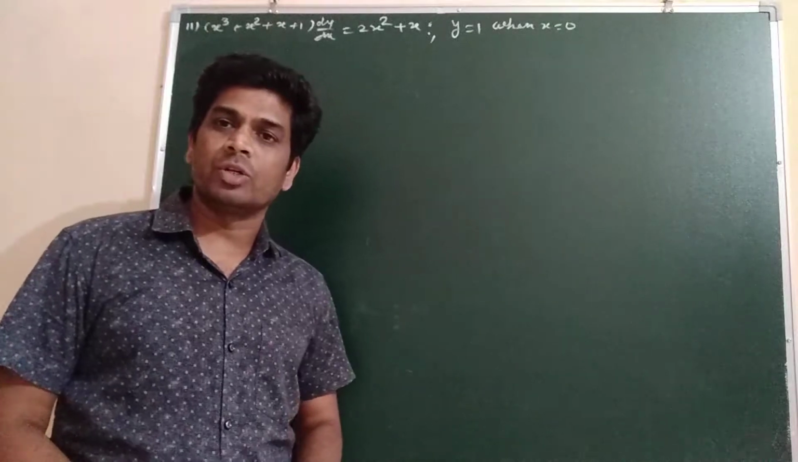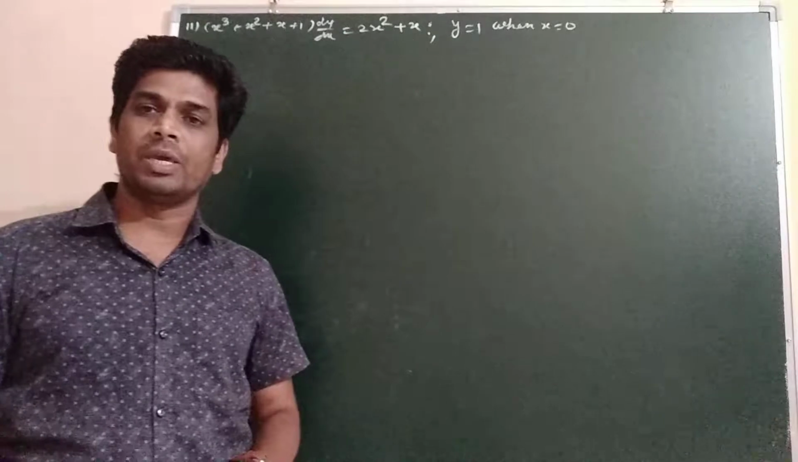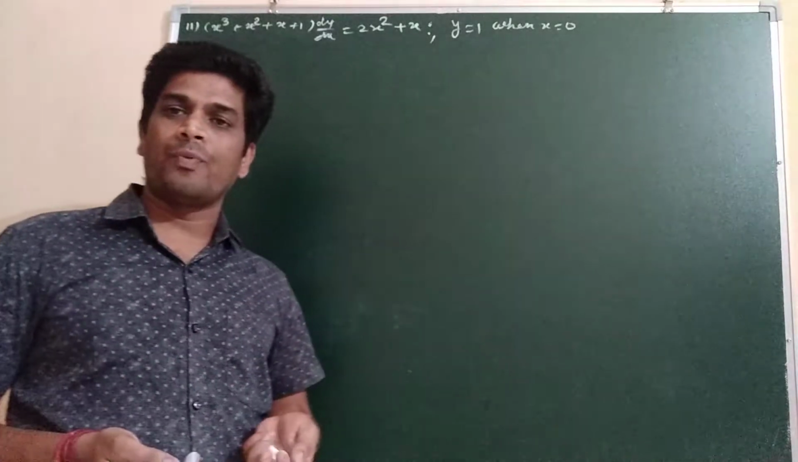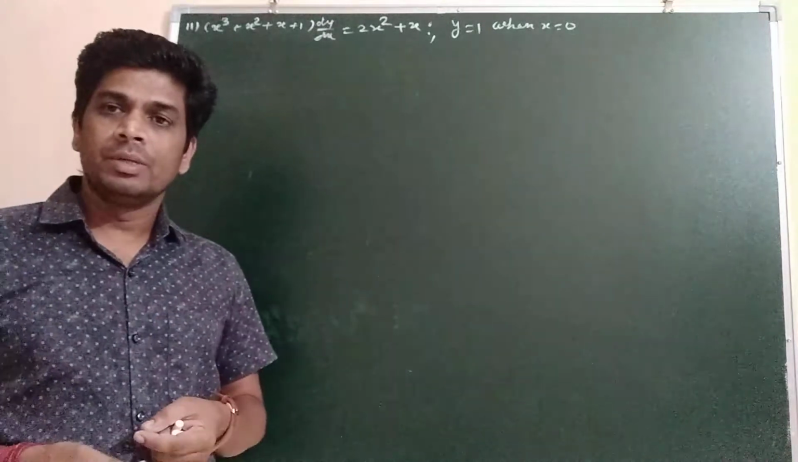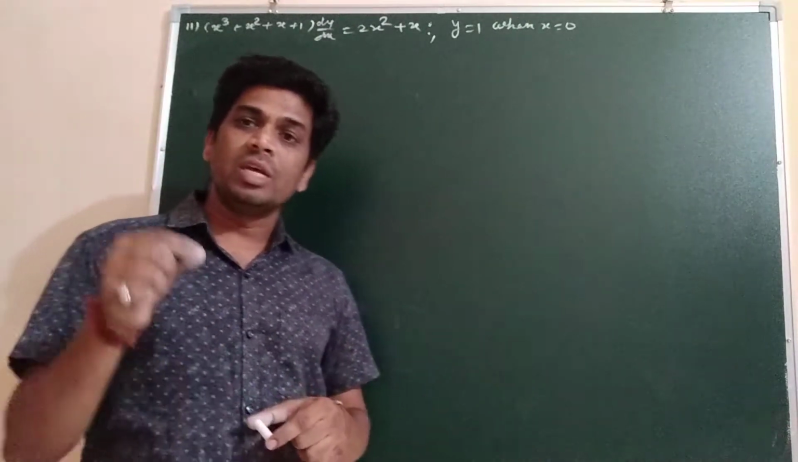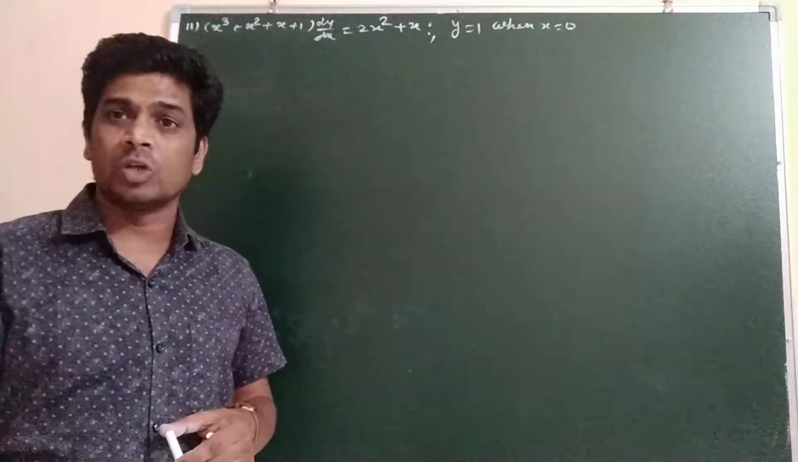We will solve the 11th question of exercise 9.4. Here we have to find the particular solution of the given differential equation. In questions 1 to 10, we learned how to find the general solution, and here we have to find a particular solution. In the general solution, we were getting the constant C.